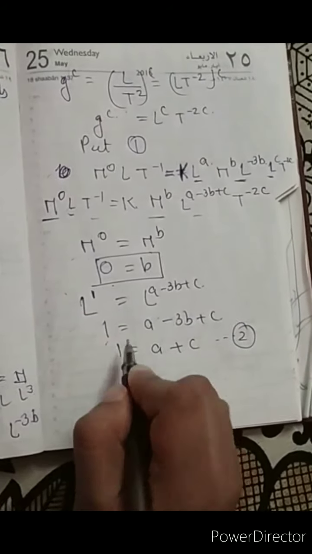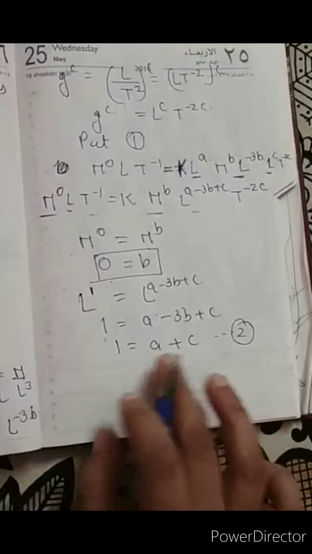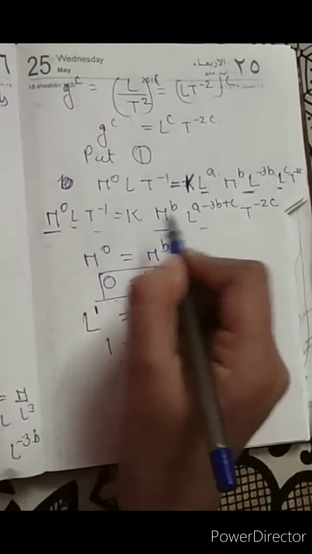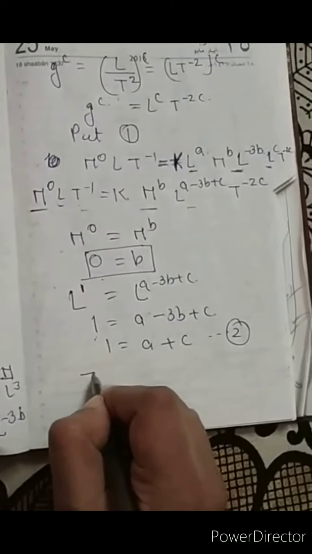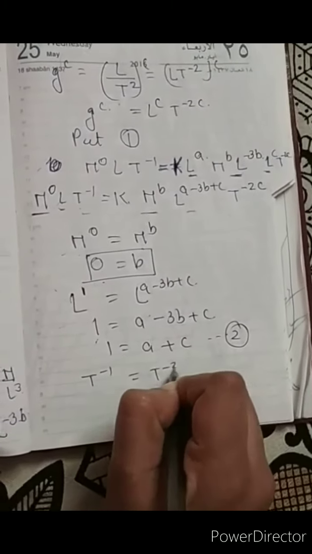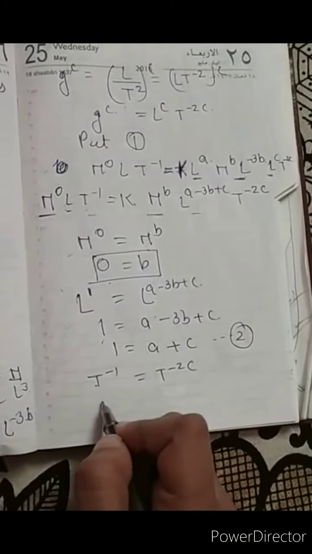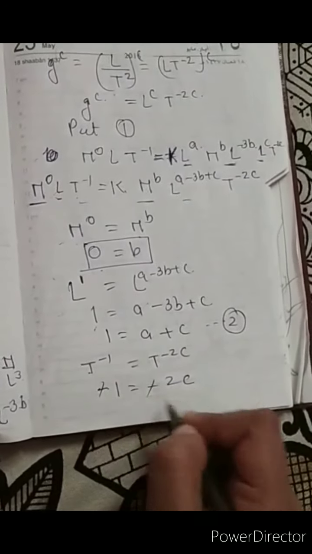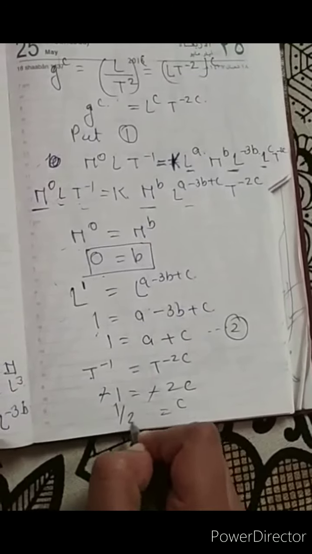Fine, just note it down. This is our equation second. We have to find the value of a and c individually. So let's go towards t, if t can help us. So t to the power minus 1 is equal to t to the power minus 2c. Can you see, same base, power can be added, so minus 1 is equal to minus 2c. Minus and minus cancel, and c is equal to plus half.